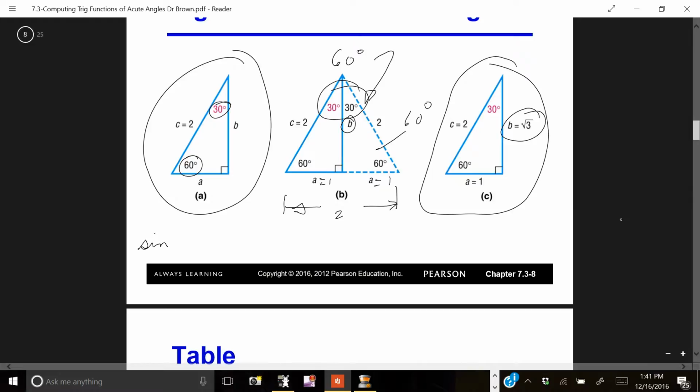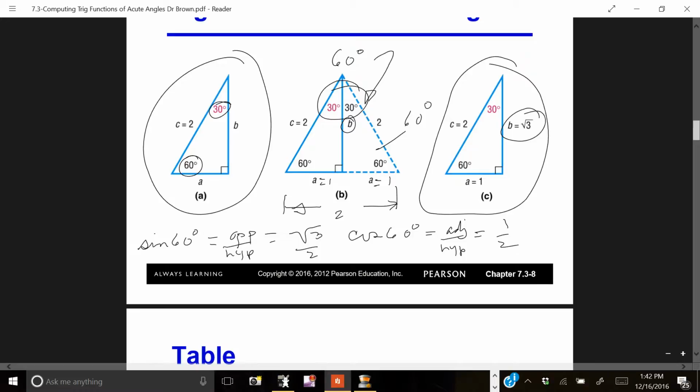Sine of 60 degrees is equal to opposite over hypotenuse, which is equal to the square root of 3 divided by 2. Cosine of 60 degrees is equal to the adjacent over the hypotenuse, which is equal to 1 over 2.